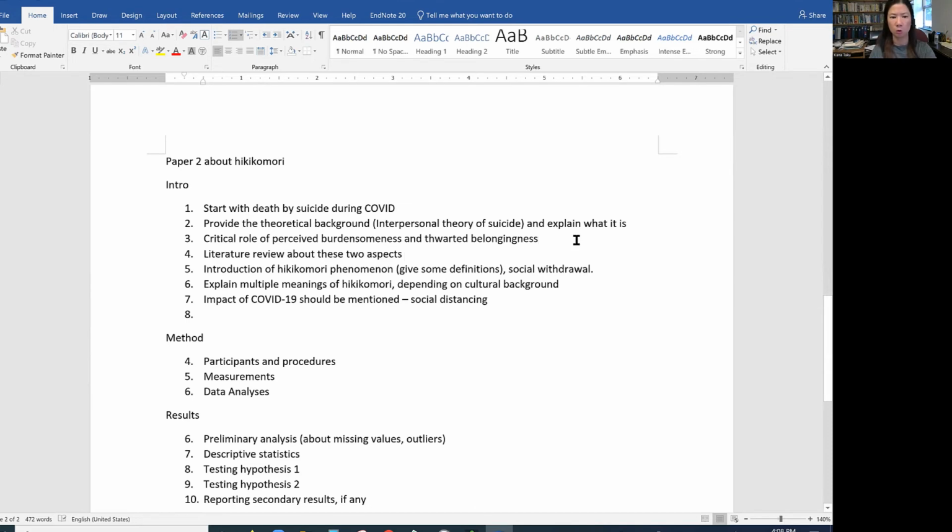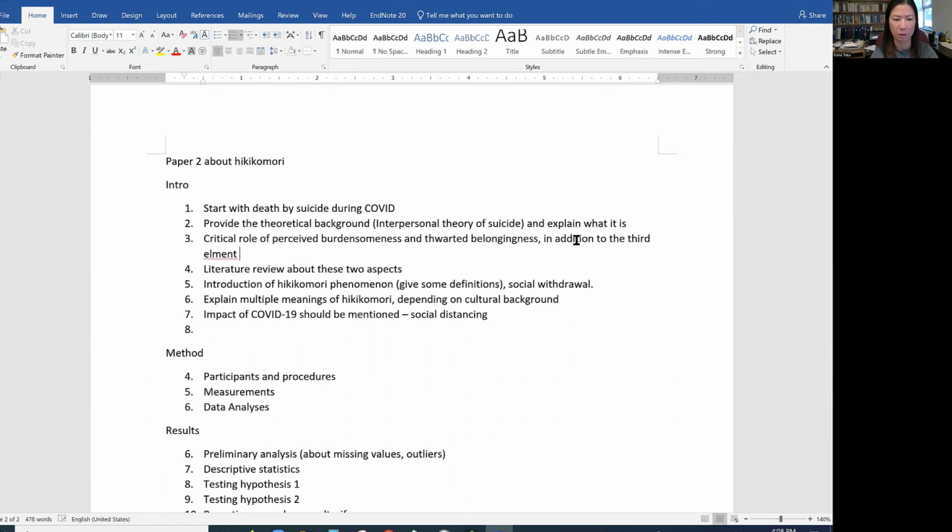So looking at this one in depth, because there are a lot of studies already, in addition to even the third element, capability, so to speak. I talk about that, and then explain what we already know about these two aspects. So that should be the literature review. Keep going.